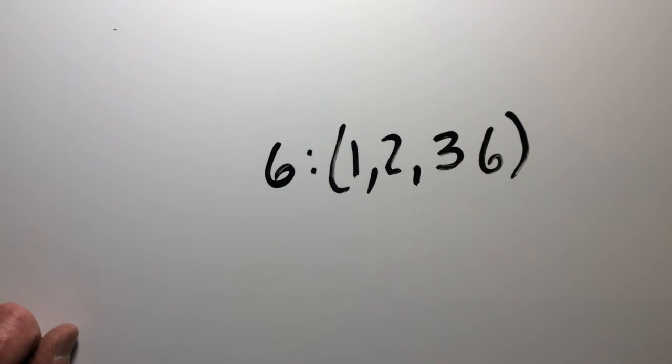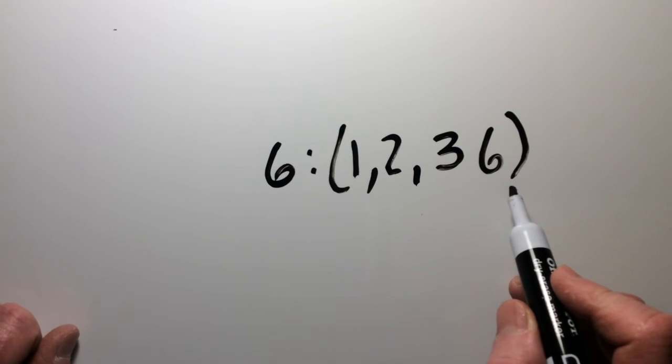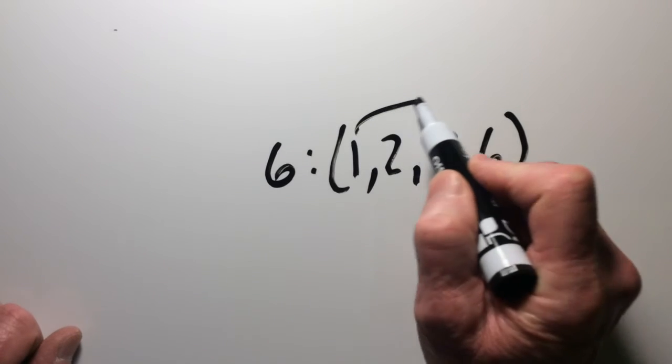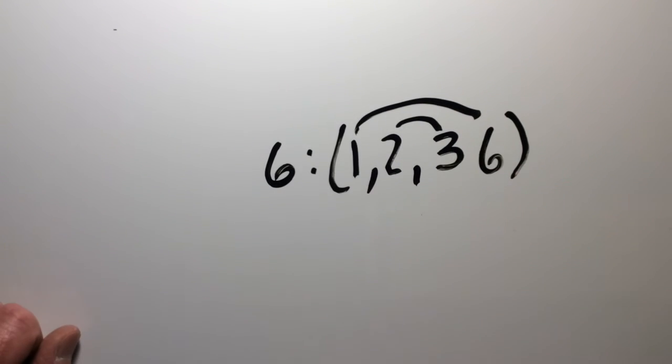I know that 4 does not divide in, or nothing times 4 equals 6. Nothing times 5 equals 6. So I know that these are all the factor pairs that I have for the number 6: 1 and 6, 2 and 3.